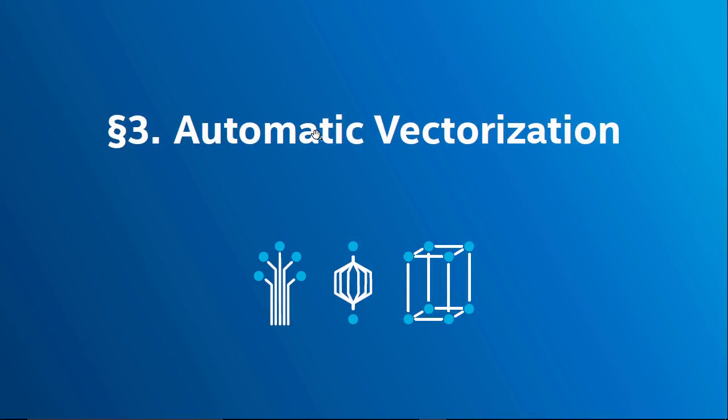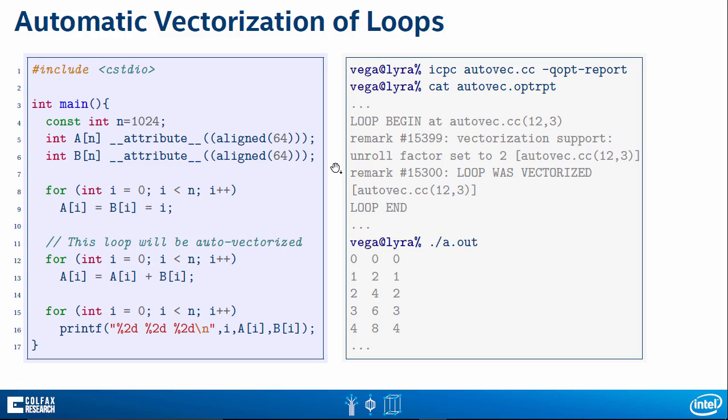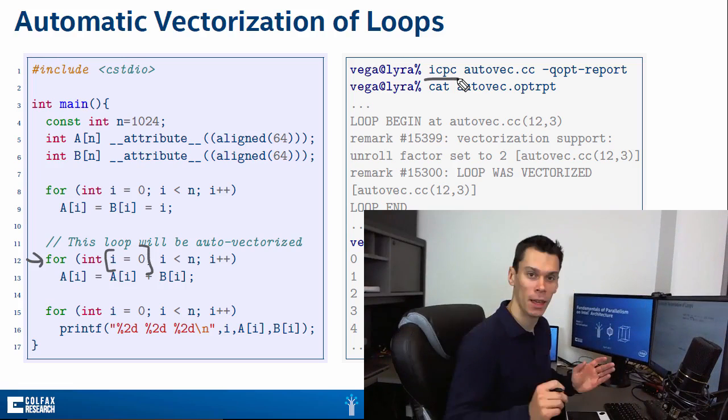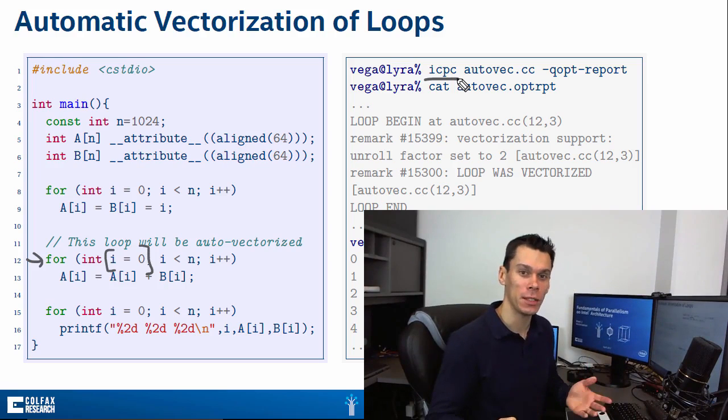Let's see how automatic vectorization works in code. Automatic vectorization is a functionality of compilers that allows them to translate your scalar code into vector instructions. So a vectorizing compiler will look for loops with data parallelism, and it will try to lump together multiple scalar iterations into vector iterations. With Intel compilers, automatic vectorization is enabled at the default optimization level, so you don't need to do anything for automatic vectorization to happen.